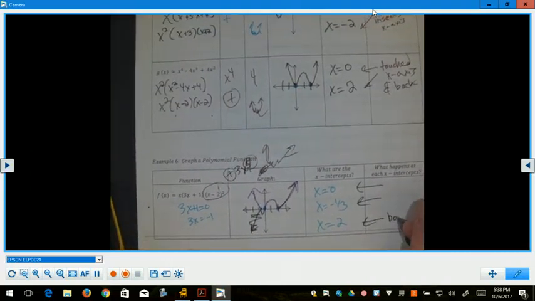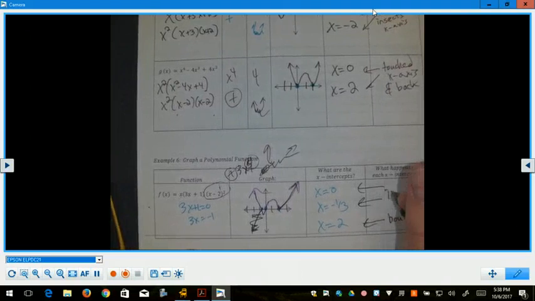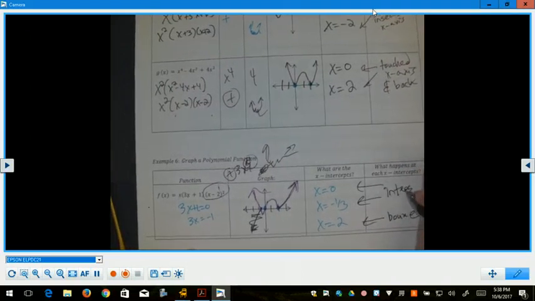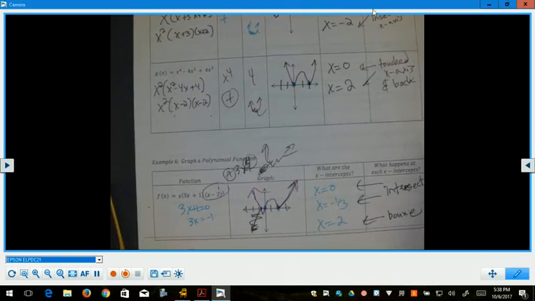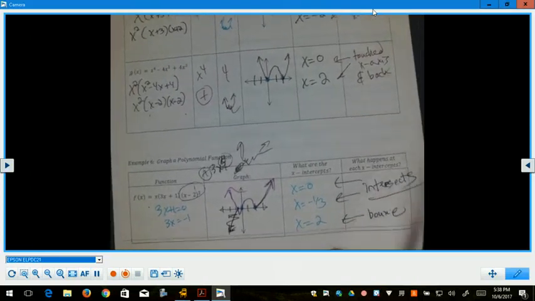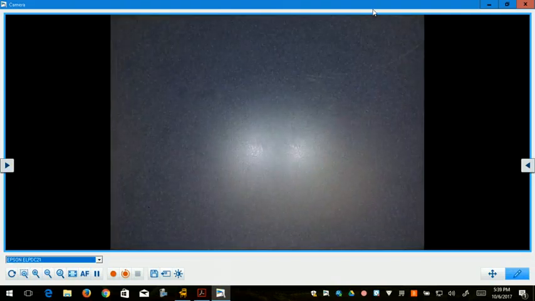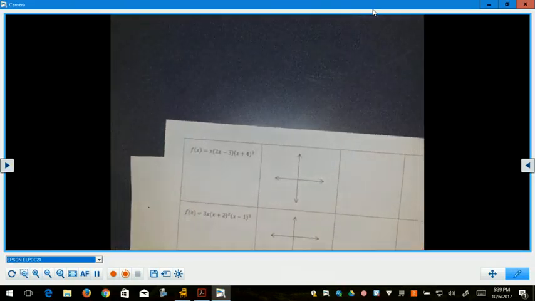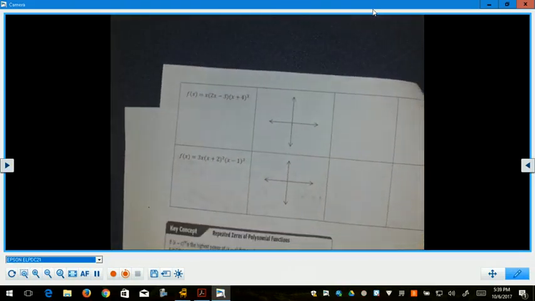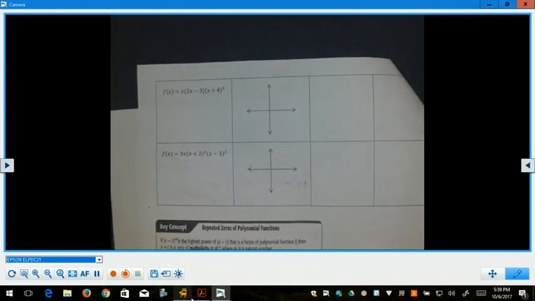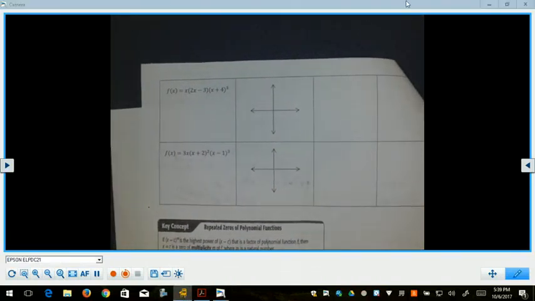So again, we get a bounce here, and we get intercepts, or intersects, the x-axis. All right. And in the next two graphs, we're going to see something very similar, but a little bit different. So pause the video so you can get a sketch of those graphs real quick.